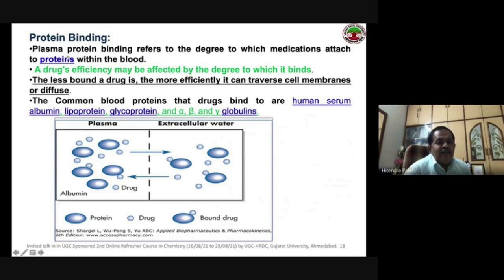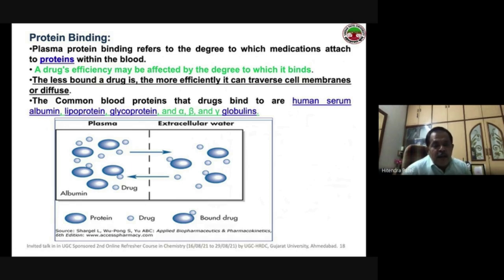Let us see here, whatever the plasma protein we have, that binding refers to the degree to which medications attach to the proteins within the blood. A drug's efficiency may be affected by the degree to which it binds. So the less bound a drug is, the more effective it can be; it can traverse cell membranes, or maybe by diffusion. And the common blood proteins that drugs bind to are human serum albumin, lipoprotein, glycoprotein, or maybe the globulins, types of globulins, right?